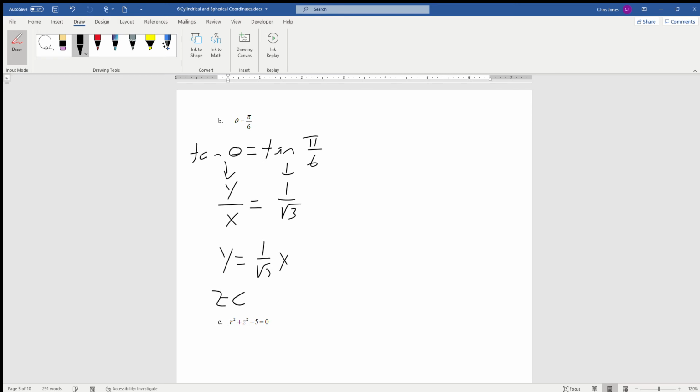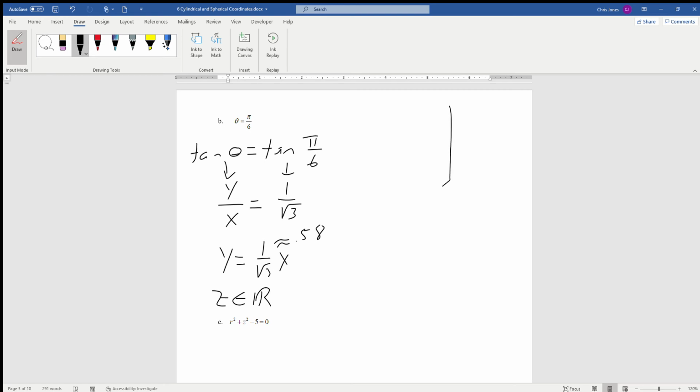We know that z is a real number. So essentially what we have is a line in the xy plane with slope 1 over root 3, centered at the origin, and then it's going to expand upon the z-axis. If you were to approximate 1 over root 3 using your calculator, it's about 0.58. So we basically have a slope of approximately 0.58 that's going to stem from the origin in the positive direction.